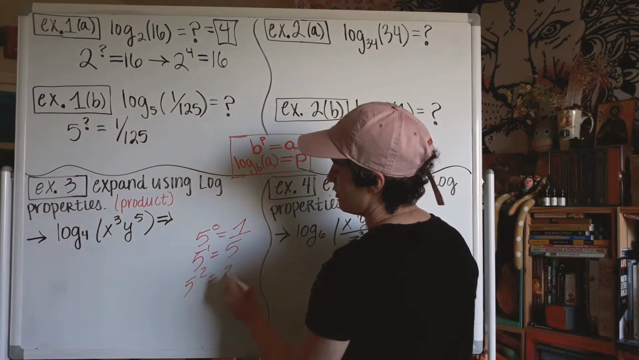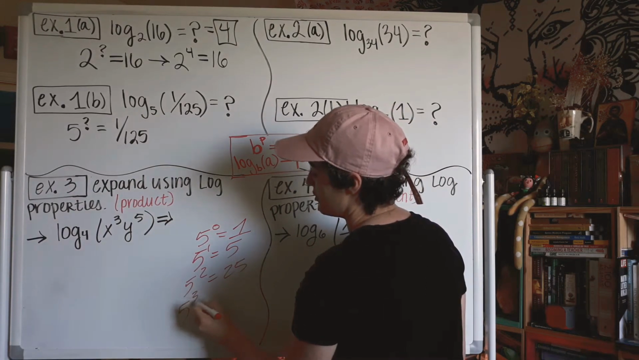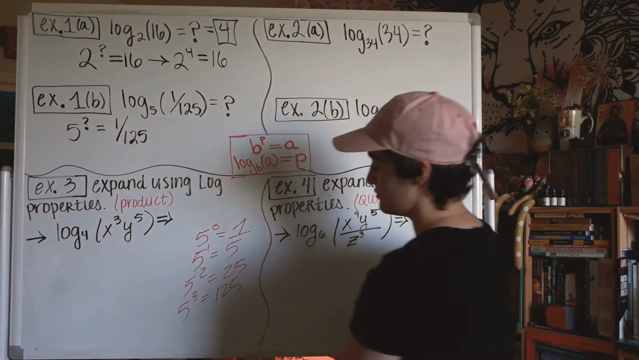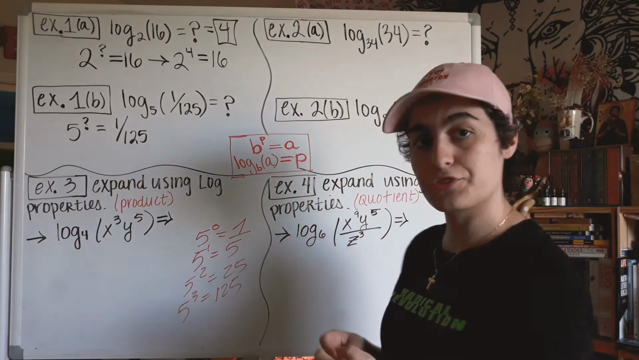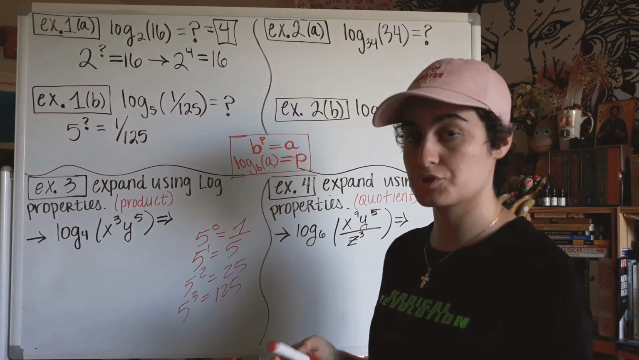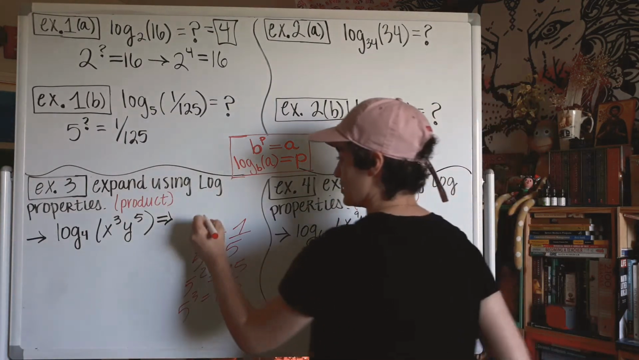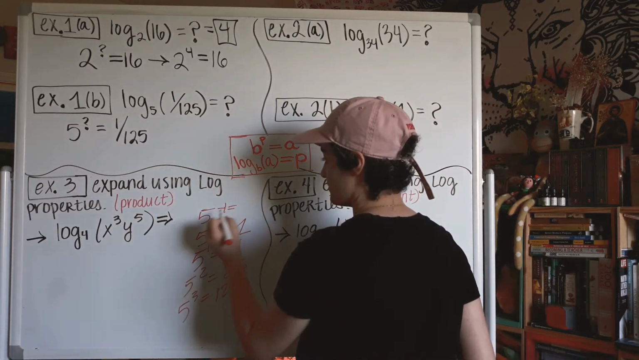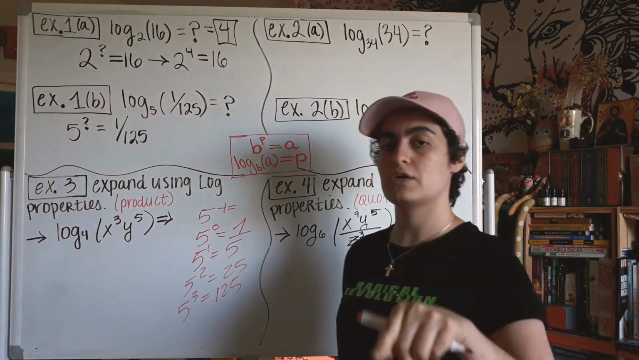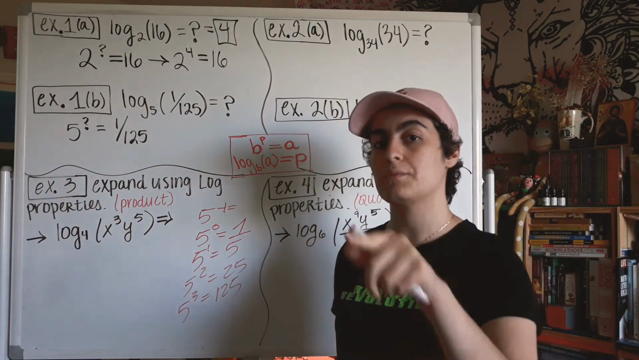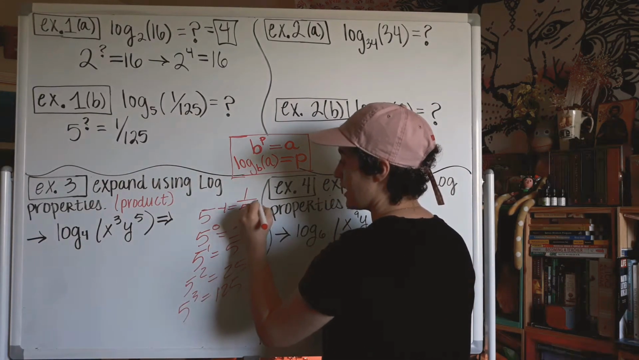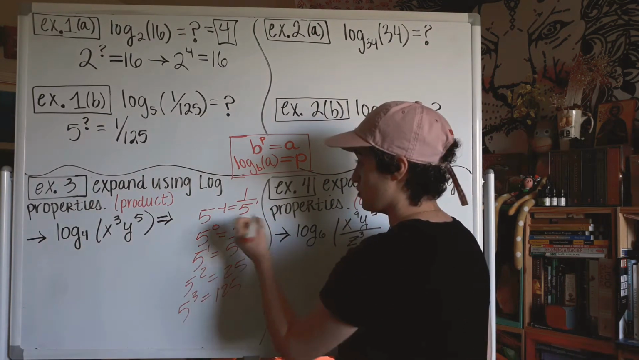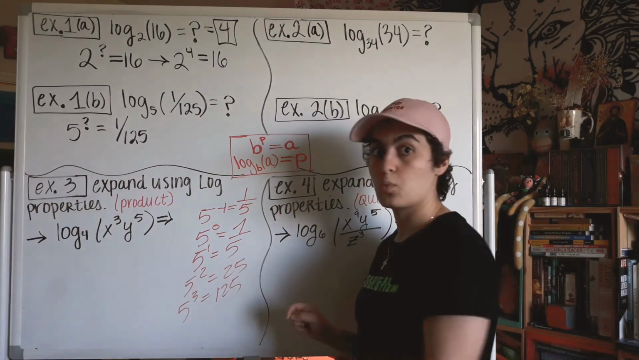5 to the 2nd power is 25. 5 to the 3rd power is 125. So we're getting very close. Obviously it's not 3 because 5 to the 3rd power is 125. What if we did this? 5 to the negative 1. If you remember last week's video, 5 to the negative 1 power is the same as 1 over 5 to the 1st power, which is just 1 over 5.